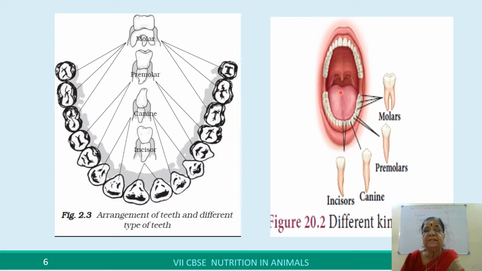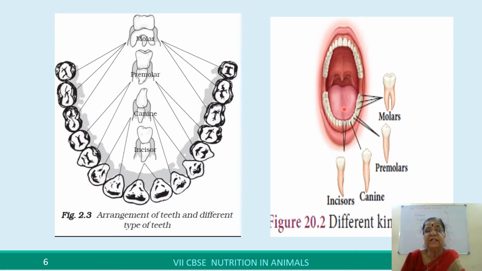Now what you are seeing hanging is called the epiglottis, and this is helpful when the food is swallowed into the space between the tongue and the epiglottis. When the food is swallowed, the windpipe, the pharynx, will allow only the food to enter through the food pipe, that is the esophagus.